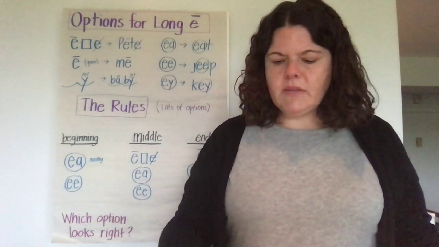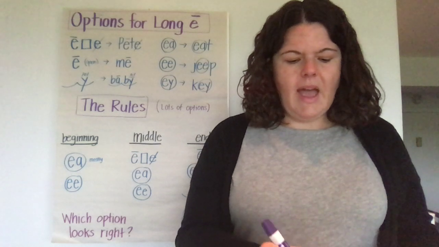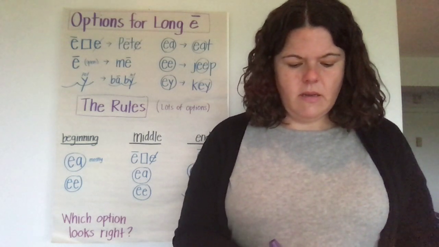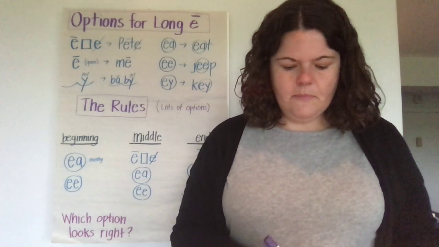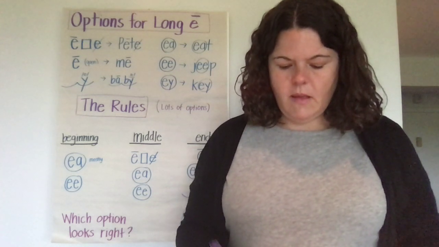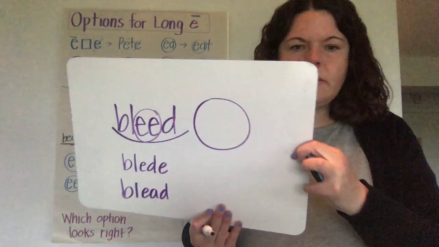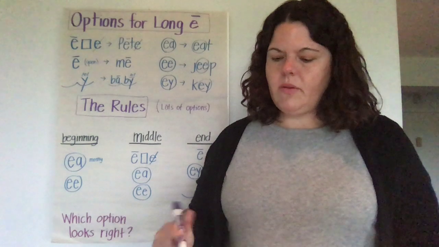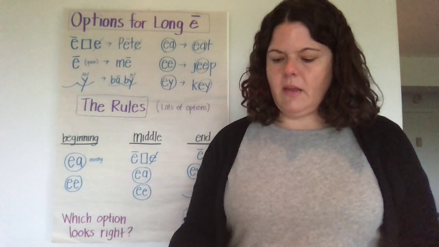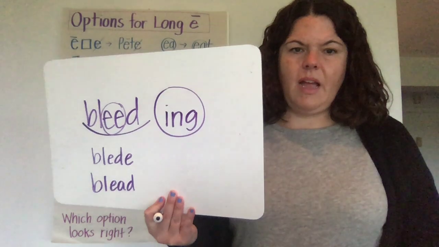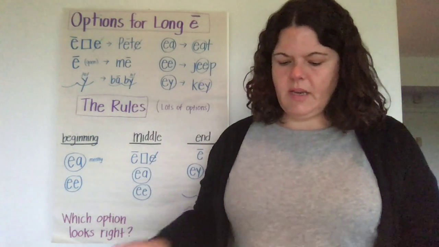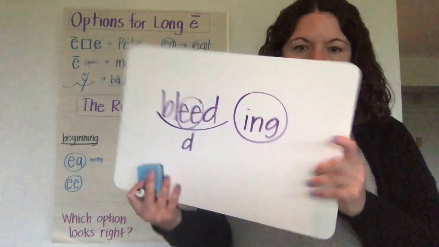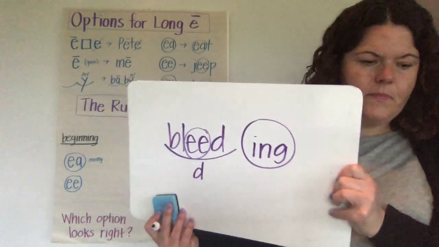So we're going to scoop our base word, and you still have options here. Perhaps you know it. It could be all of these, but it is EE, and then you know what to do to make it ing. Bleeding, ING, and I still put a D for my double syllable.